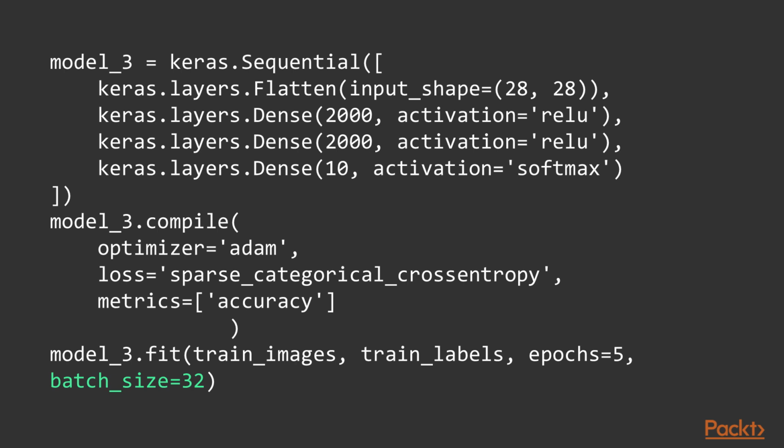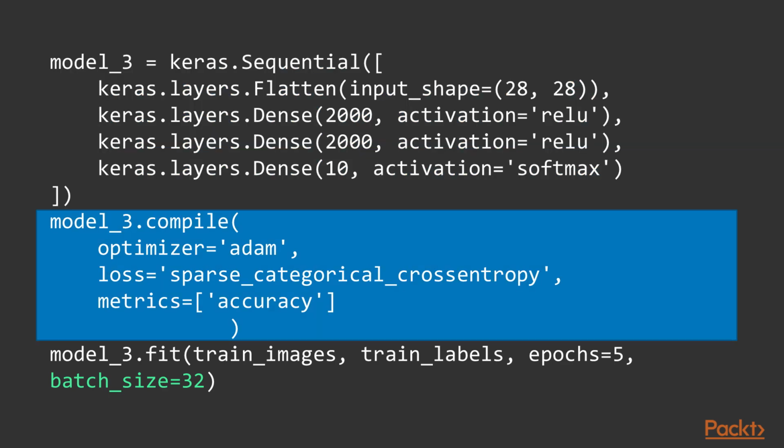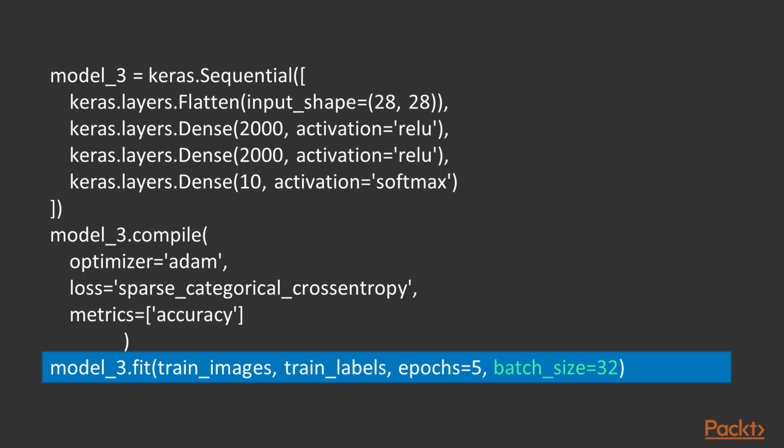Consider the code on the screen. We've seen this lots of times. The first line creates our model. Second line sets an optimizer, a loss function, and a metric. We'll come back to that soon. Third line trains our model. Notice the batch size parameter at the end. This is how we set the number of training examples that get passed to the optimizer.